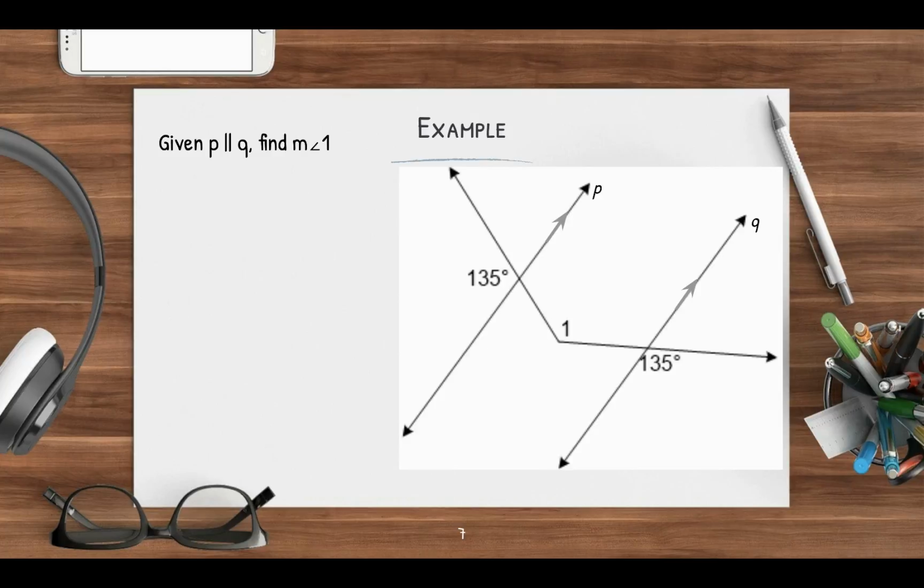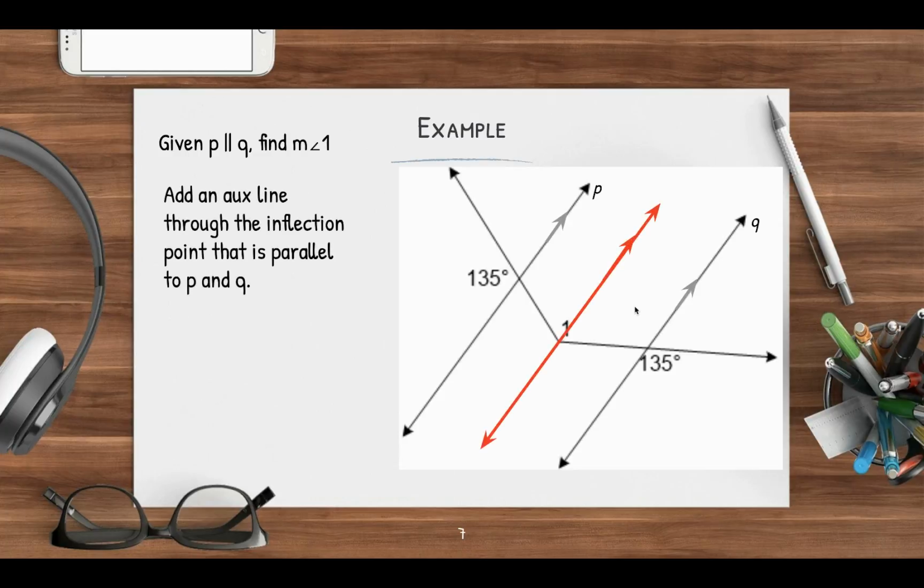Here's another example. Okay, and so again, when you see a diagram like this, where you have two parallel lines cut by an angle, okay, you know that this is a case where we're going to add an auxiliary line right through this inflection point, the vertex 1. Okay, we're going to add an auxiliary line. We're given that lines P and Q are parallel. You can see these two parallel marks. Okay, and we're asked to find the measure of angle 1, this big obtuse angle right here. Okay, so go ahead and add your auxiliary line and pause the video and see if you can figure out what the measure of angle 1 is.